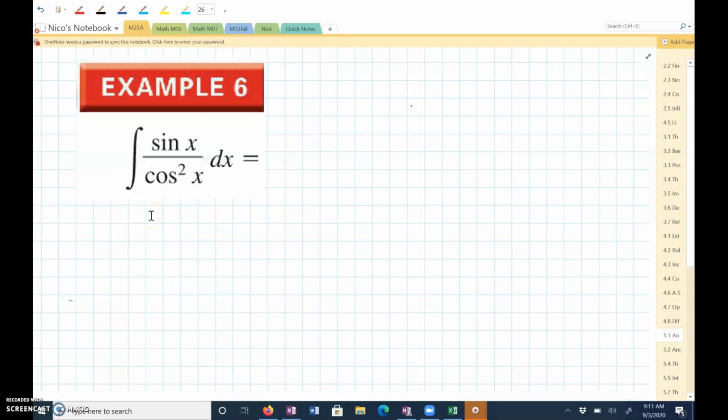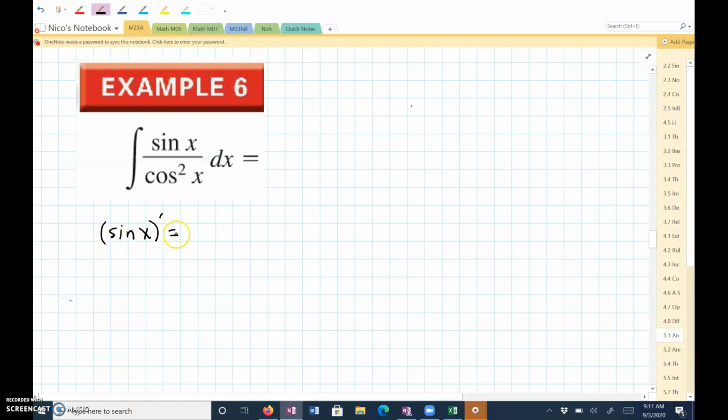Example 6, the integral of sine x over cosine squared of x dx. Okay, so before I start this one, we know that there is an inverse relationship between derivatives and integration, antiderivatives. So let's go through all the derivatives for the trig functions.